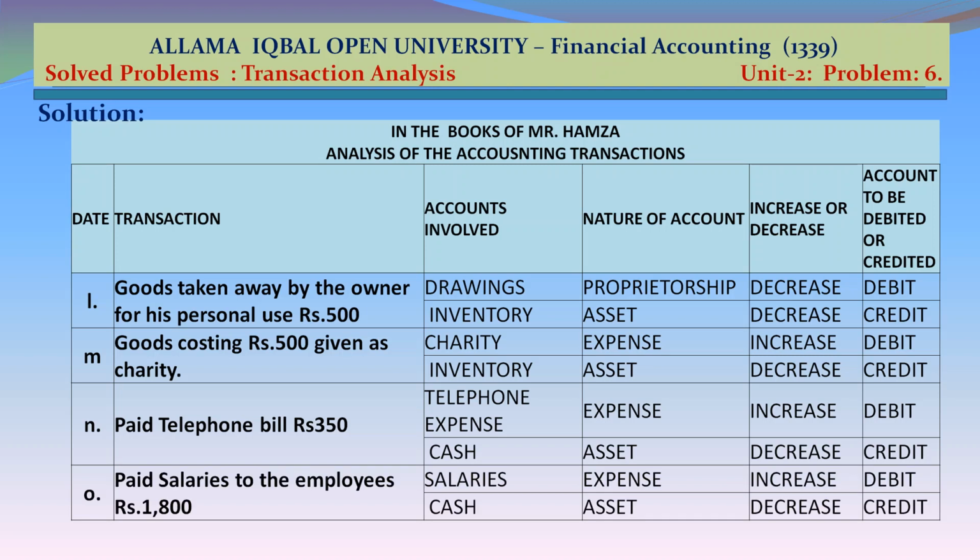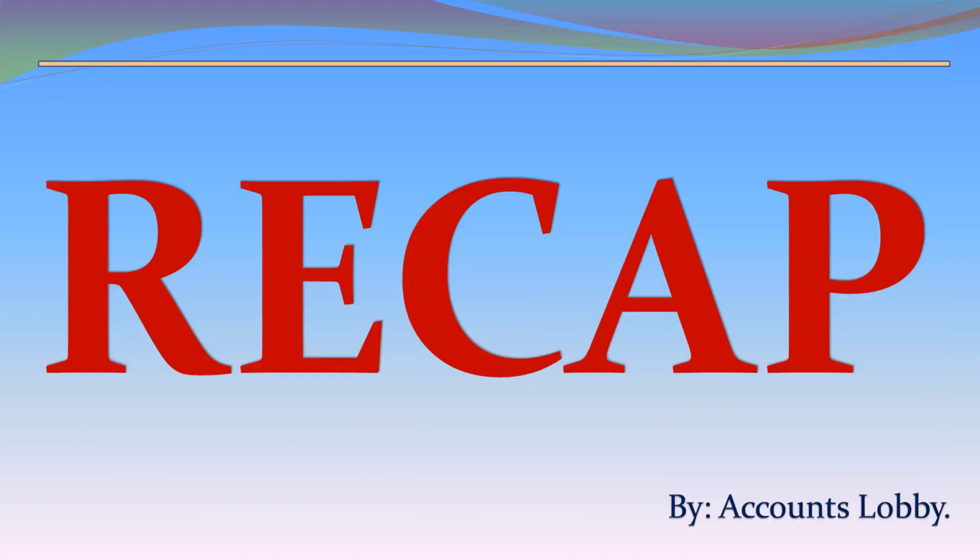O. Paid salaries to the employees rupees 1,800. Salaries and cash are the accounts involved. Salaries account is an expense account, cash is an asset account. Salaries account will increase, cash account will decrease. Salaries account debit, cash account credit. Recap.